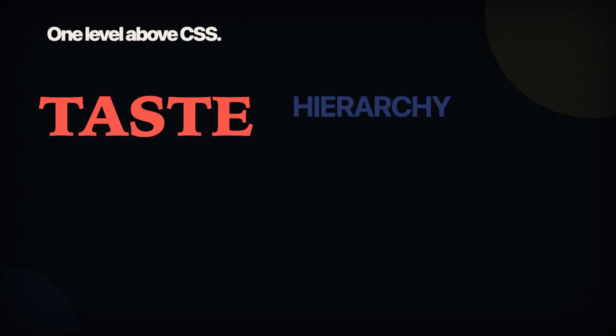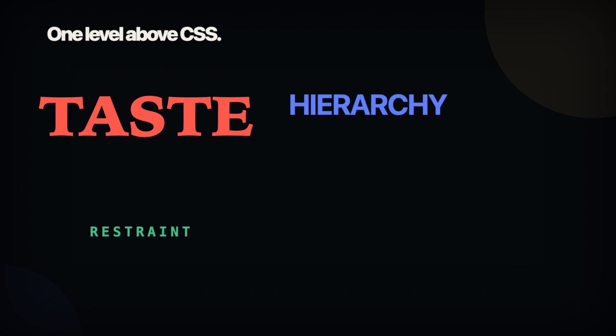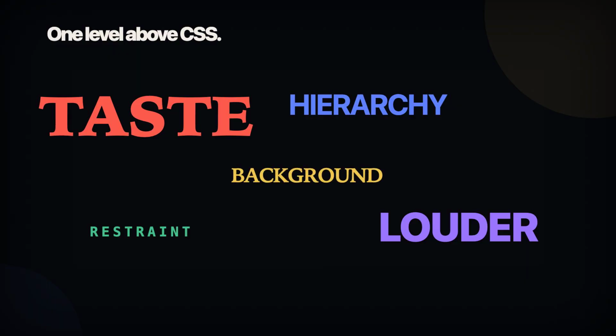The problem happens one level above that: taste, hierarchy, restraint, knowing when something should be louder and when it should disappear into the background, knowing when a page feels too symmetrical, when the typography has no character, or when a design technically works but somehow still feels completely generic. That is the layer Impeccable is trying to add.